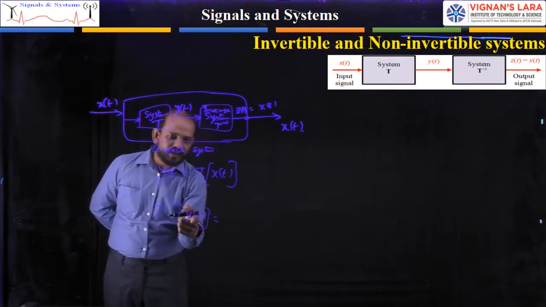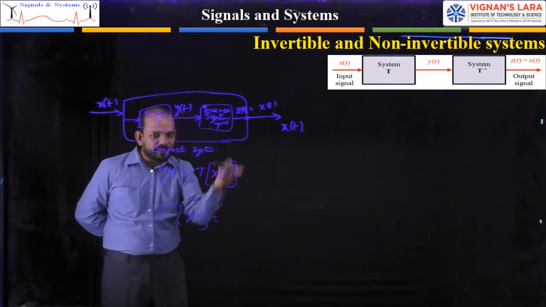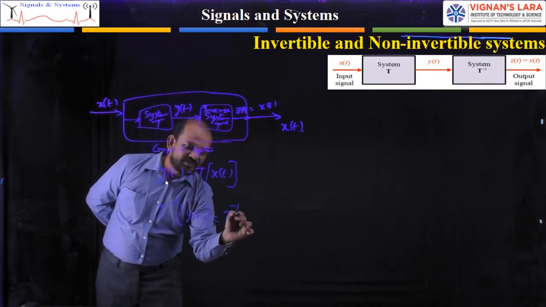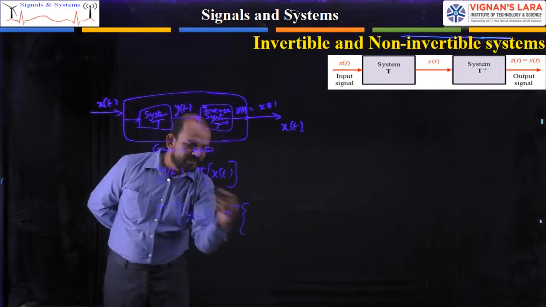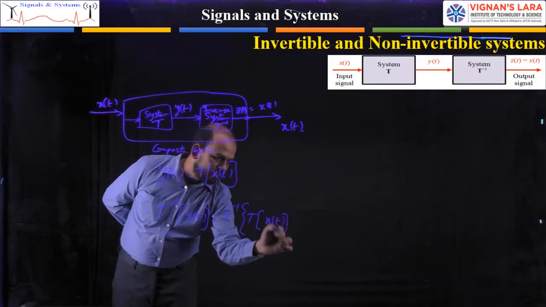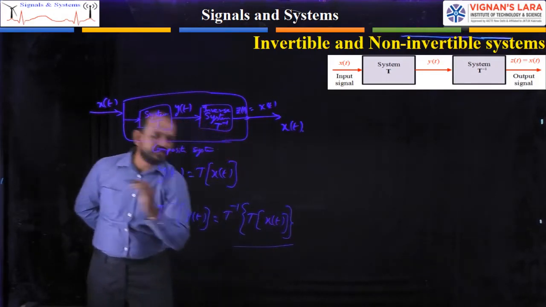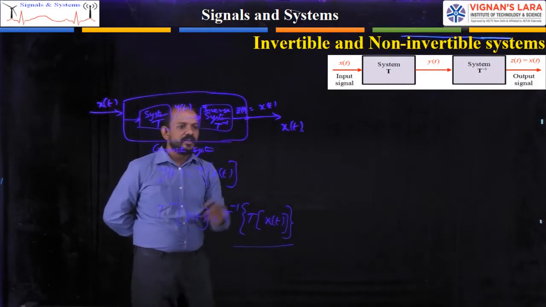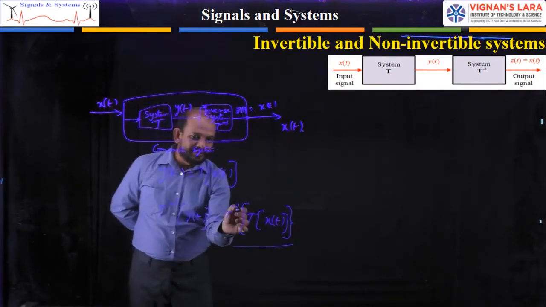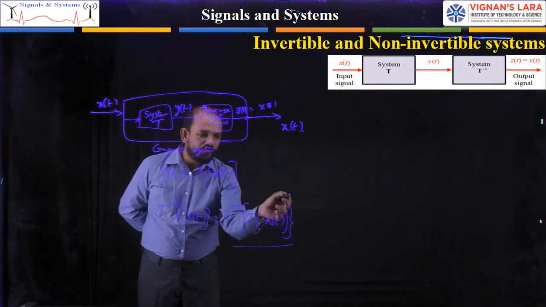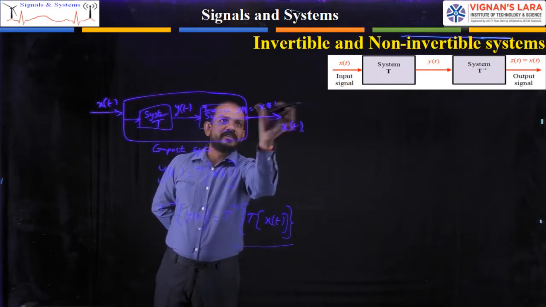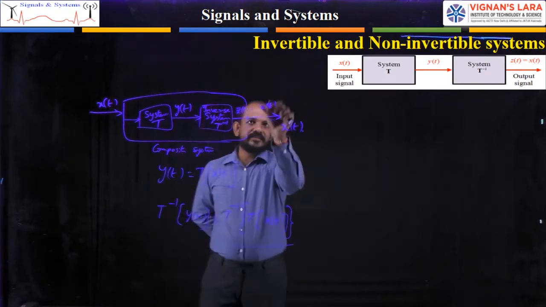What is actually y of t? Y of t is the transformation of x of t. So you can write, the inverse transformation of y of t is nothing but the inverse transformation of the transformation of x of t. This is what we get at the output, at this point.